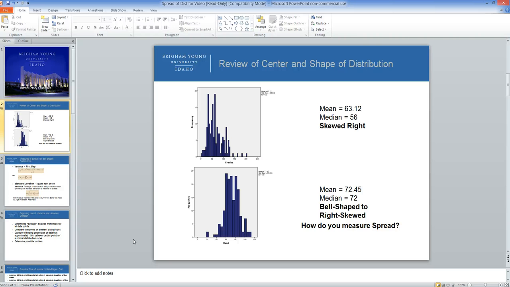And in the last video, we discussed center and shape of a distribution. Here's a review of that. Here's two examples of using histograms. It's this shape, which is a right skew distribution, with the mean, because we have a right skew distribution, being slightly larger than the median.